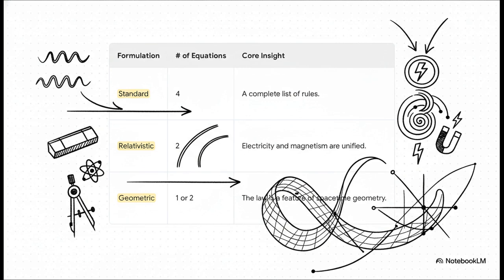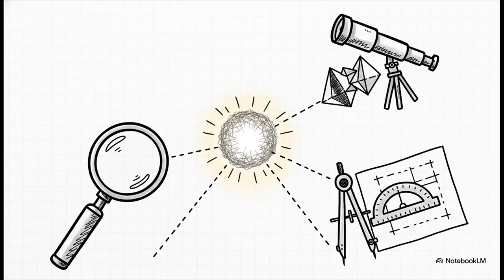And here's the most important takeaway from all of this. None of these versions is wrong. They're all right. The 4-equation version is exactly what you need if you're designing a cell phone antenna. The geometric version, that's what you need if you're a theoretical physicist trying to unite gravity with quantum mechanics. They're different tools, different lenses, each giving us a powerful and unique view of the exact same physical truth.